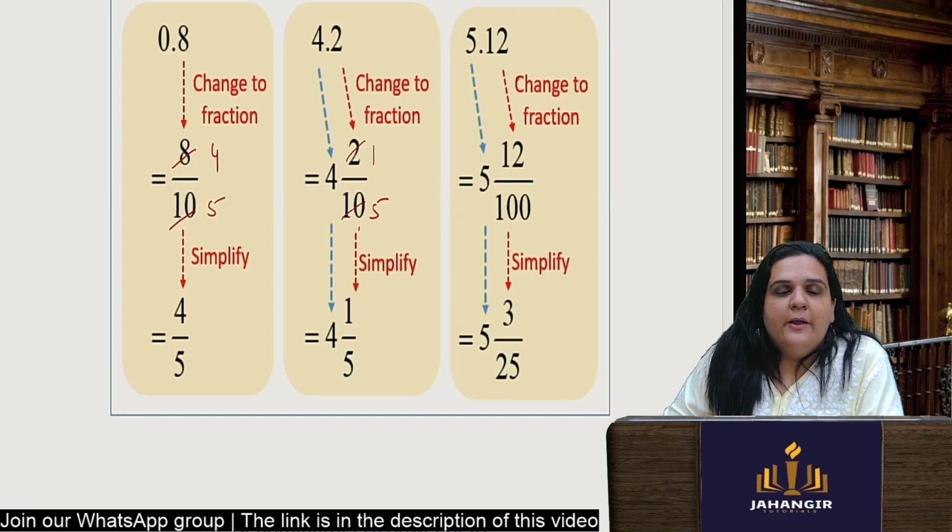Similarly 5.12, 5 is the whole. 0.12 is nothing but 12, 2 zeros after the decimal, upon 100. This I can still simplify. 4 threes are 12, 4 25s are 100.